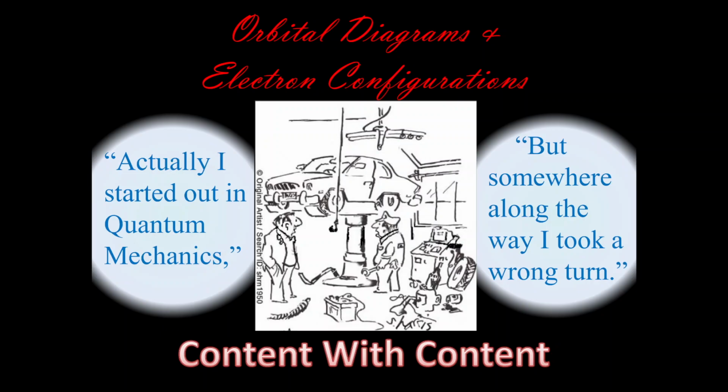Dr. D here, and today we're going to learn about where electrons are in specific elements. We will go through some quantum numbers and their associated orbitals to learn how to draw orbital diagrams and write electron configurations. And we will end with how we can use the periodic table to make this an easier task. So let's dive into it in content with content.